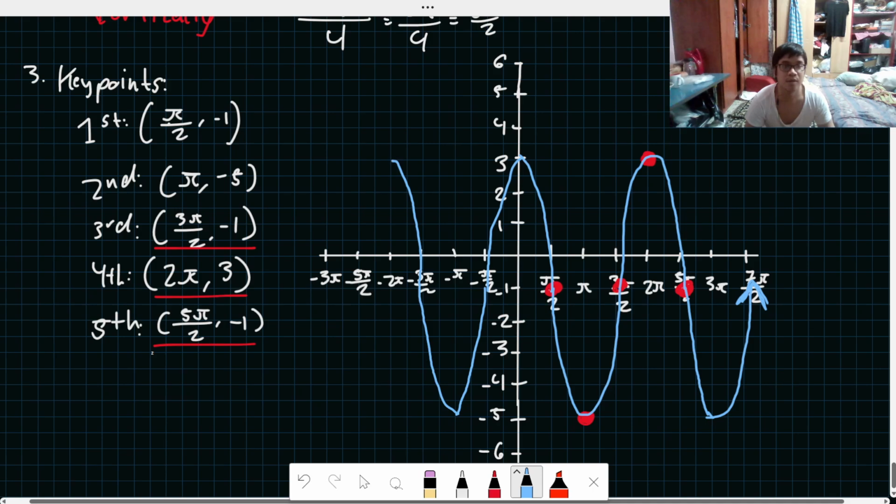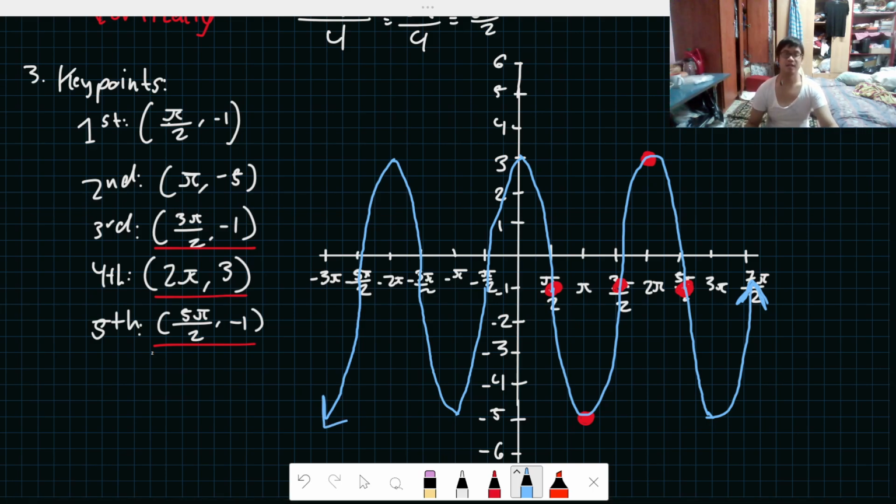All right. Then going back to the middle again. Then going to go down. That's it. Then here you can draw an arrowhead. Yeah, that's it. That is basically the graph of your sine function.